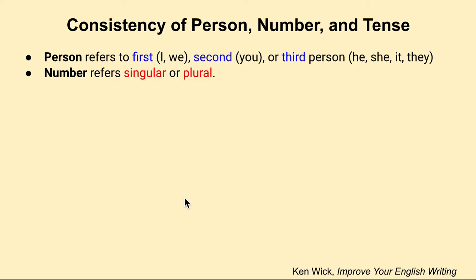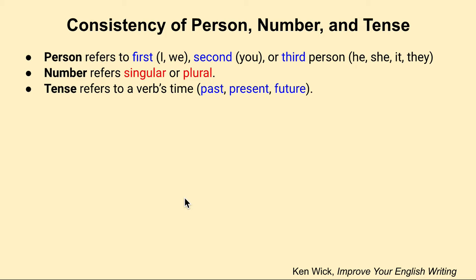Number refers to singular or plural. As you saw in the previous subject-verb agreement, if you're using a singular noun, you need to have a singular verb. So you need to keep things consistent that way. It needs to be consistency in number.